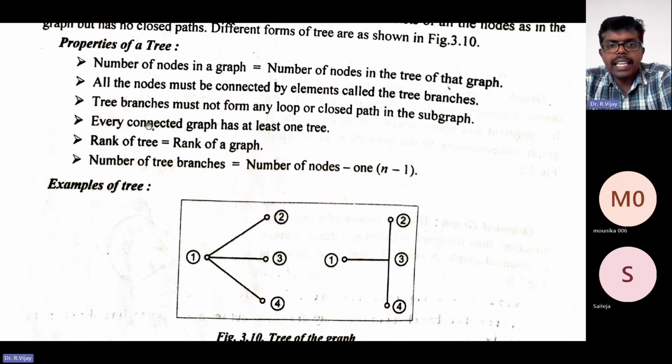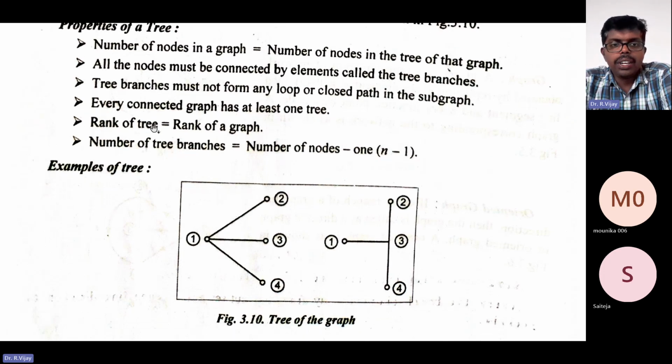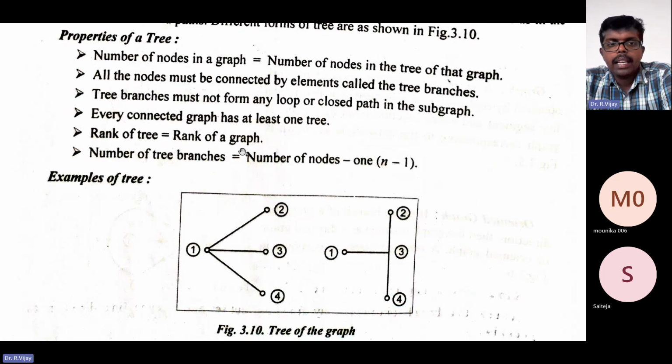Next, every connected graph has at least one tree. Next, the rank of a tree is equal to the rank of the graph. This is another property of a tree. Next, the number of tree branches is equal to the number of nodes minus one, that is n minus 1.